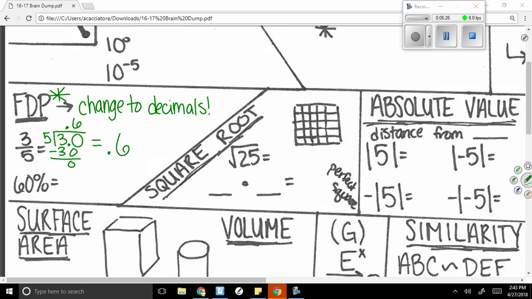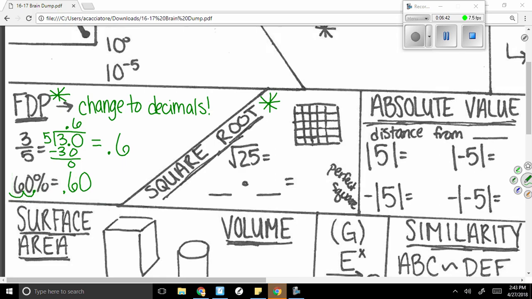60%: when you want to change a percent into a decimal, remember, you put the decimal at the end, 2 hops backwards, and that equals 0.60, which is also the same as 6/10 as well. Square roots, another non-calculator section.